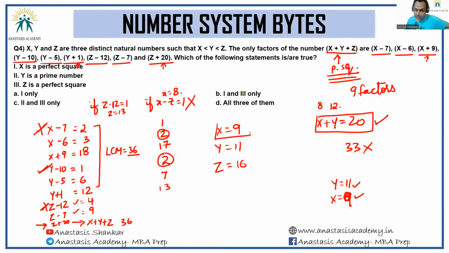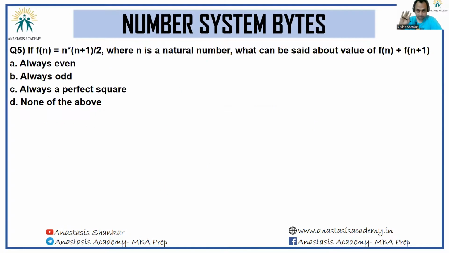So the precise value of x is 9, precise value of y is 11, and precise value of z is 16. The question is asking me, which of the following statements is true? X is a perfect square? Yes. Y is a prime number? Yes. Z is a perfect square? Yes. So answer has to be option D, all three of them. It is a wonderful question. If you did not get it in one go, I would implore you to go back and rewatch the entire explanation all over again. There are steps to this. Amazingly, wonderfully thought out question.